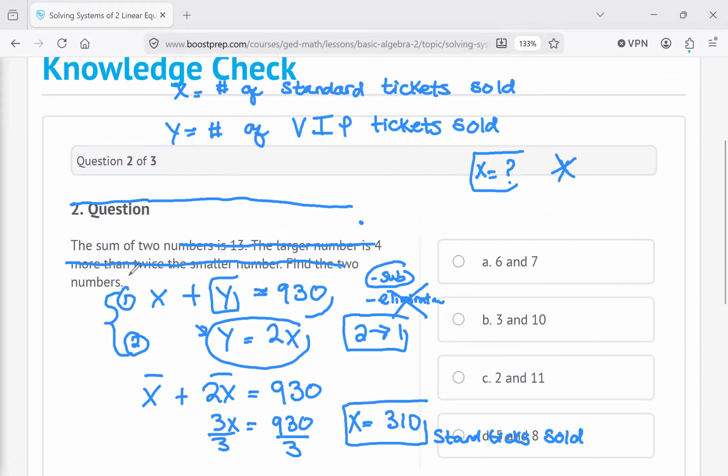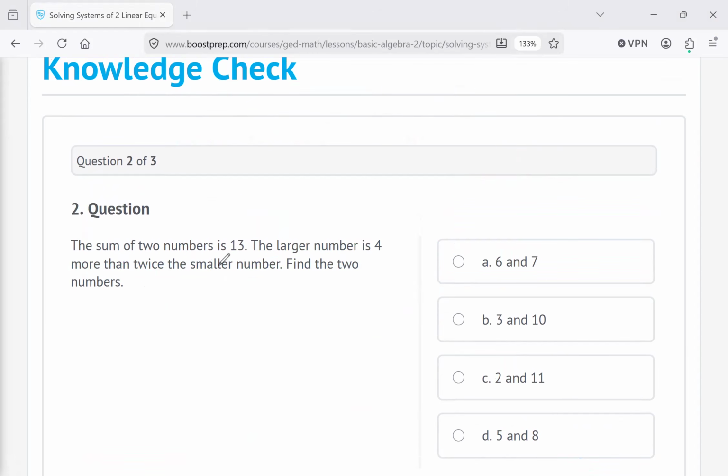Okay, question two says the sum of two numbers is 13. The larger number is 4 more than twice the smaller number. Find the two numbers. So a lot's going on. It may be only three sentences, but there's a lot going on.